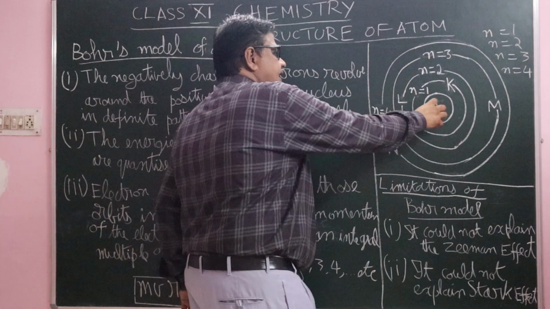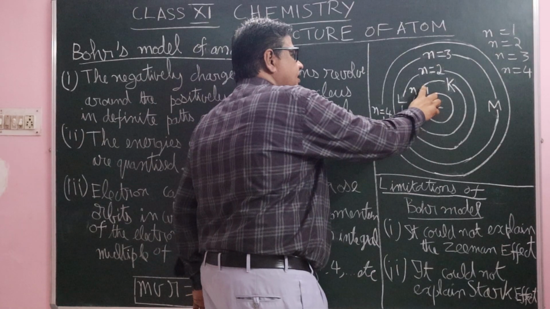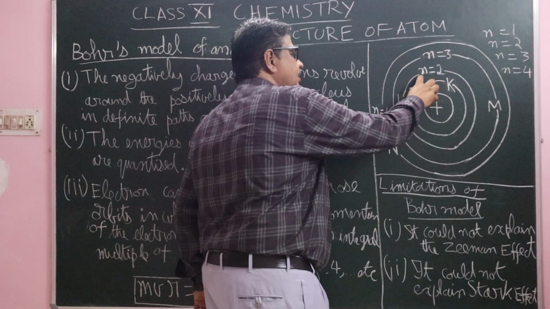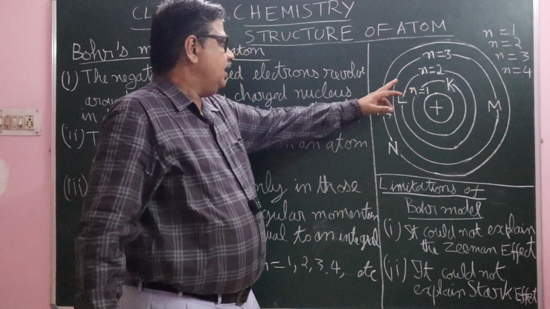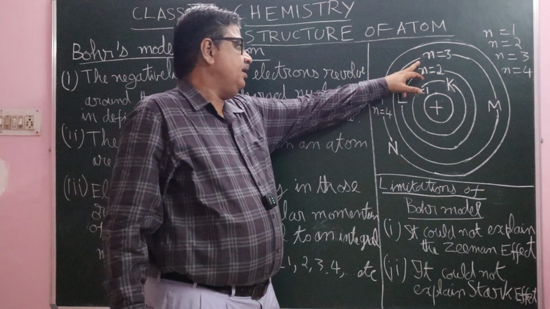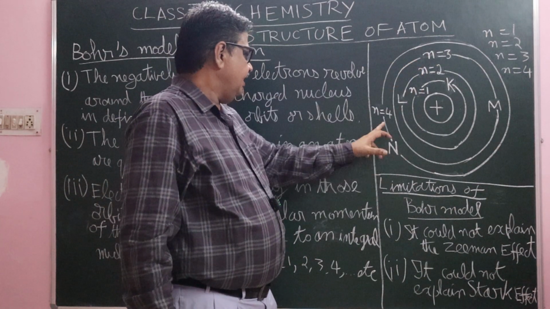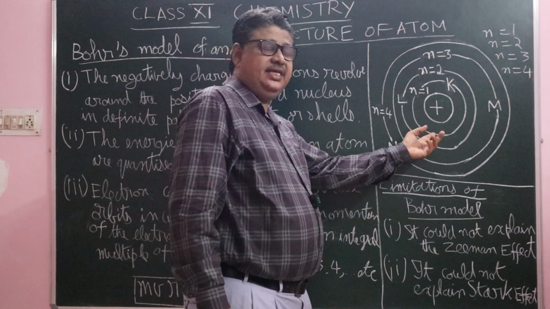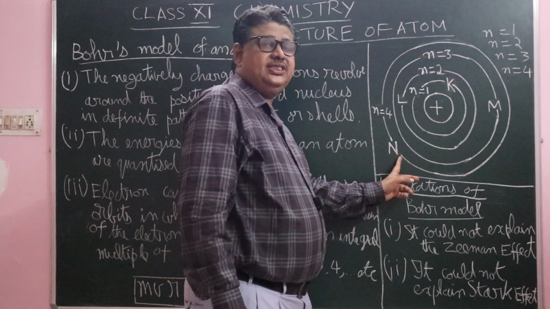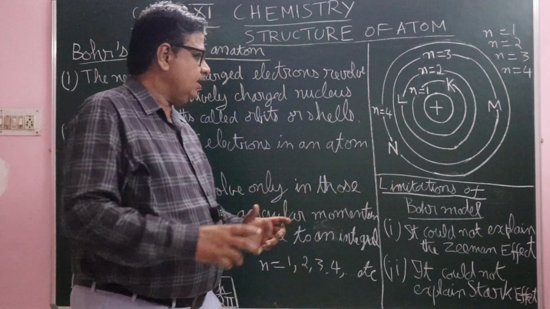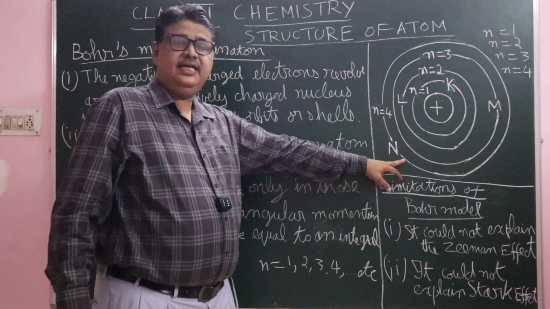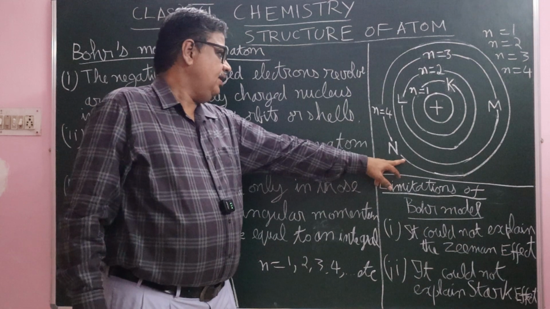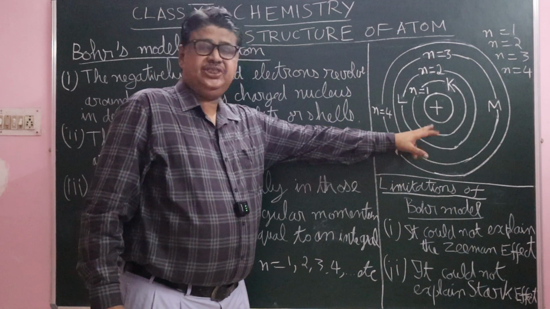In the K shell, n is equal to 1. In the L shell, n is equal to 2. In the M shell, n is equal to 3. And in the N shell, n is equal to 4. The innermost shell is the K shell here. The outermost shell is the N shell here. The energy of the electron is highest in the N shell and lowest in the K shell.